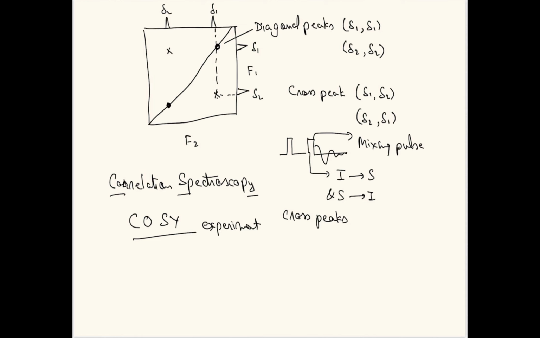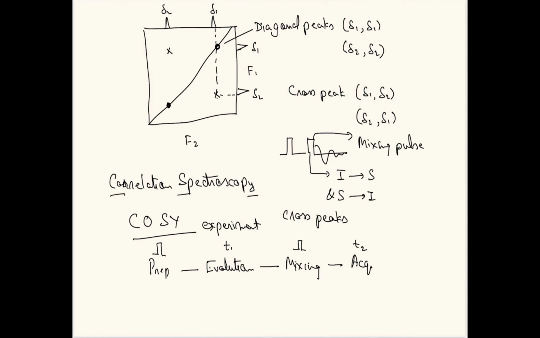To summarize, a 2D experiment consists of a preparation period, followed by an evolution period, followed by a mixing period, followed by an acquisition period. In this particular case, we had preparation using the 90-degree pulse, then evolution was done during the t1 period, mixing was done during the 90-degree pulse, and acquisition was done during the t2 period, right?